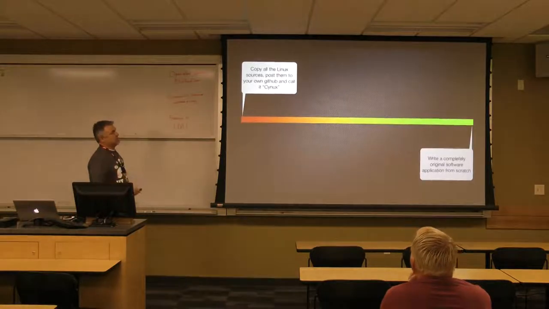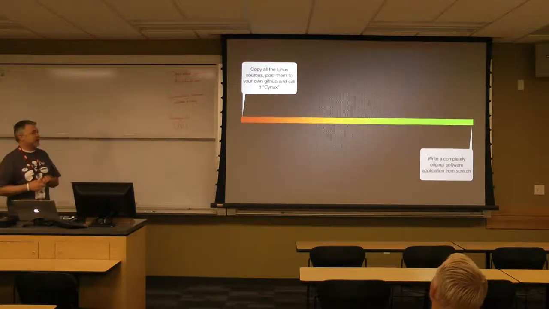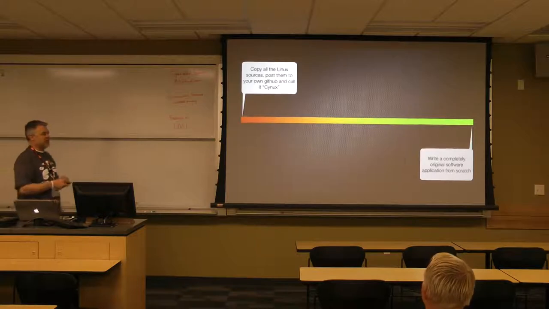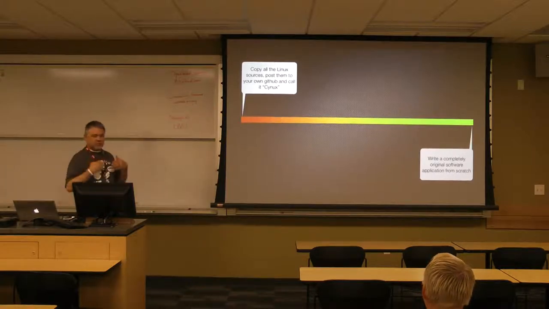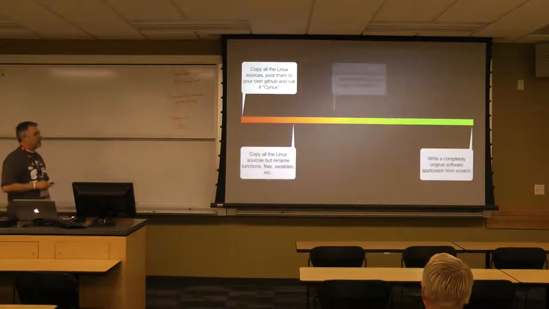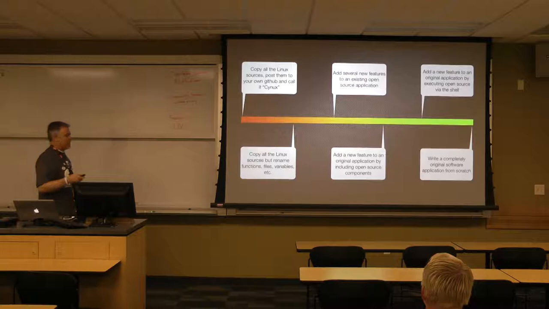We'll use some typical examples. Okay, over here, I'm going to take all the Linux sources and post them all to my own GitHub. And I'm not going to call it Linux. I'm just going to change the name. That's probably a derivative work. Over here, I created something completely original that's never been seen before. That's pretty much guaranteed to not be a derivative work. But all along in here, we've got a bunch of varying ways this could be done.